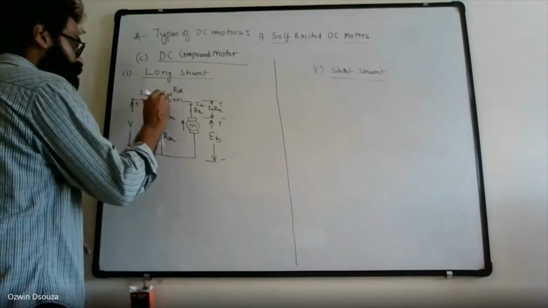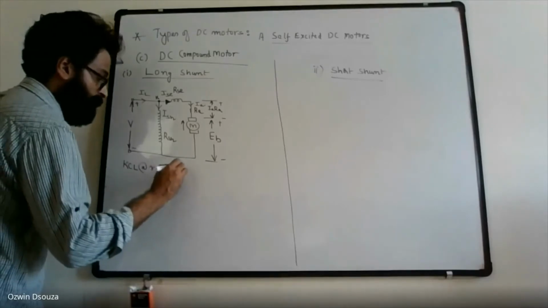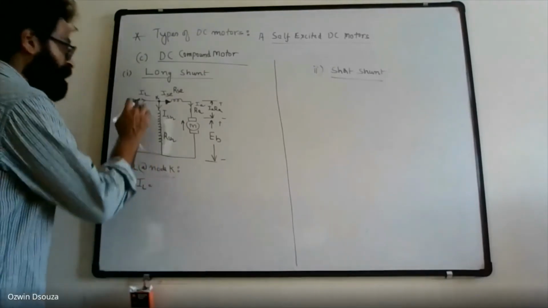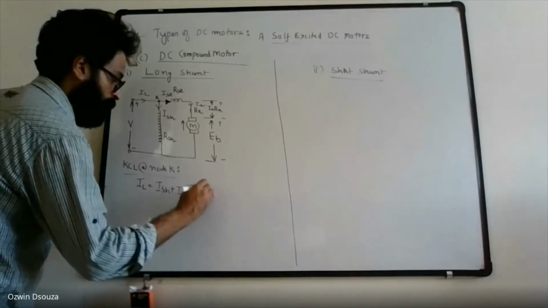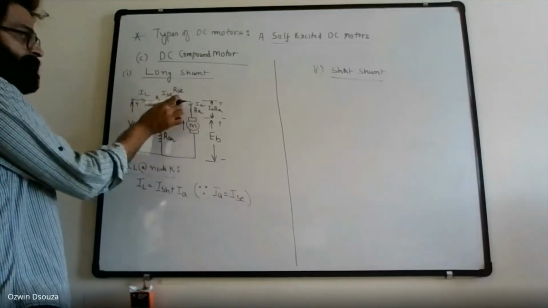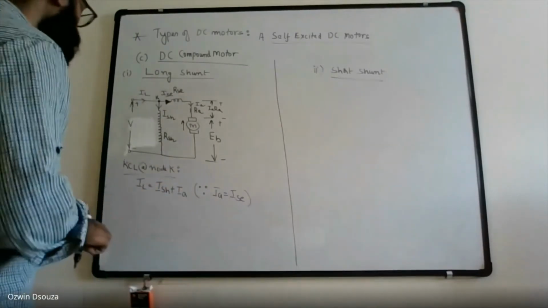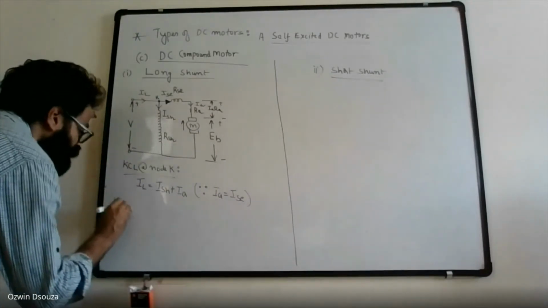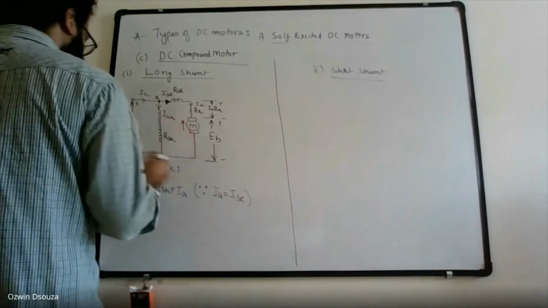So you can apply KCL at node K to give the current relation. So what do you get? IL is equal to ISH plus IA. Also, IA is equal to ISC because your series field winding is connected in series with the armature. So ISC is equal to IA. All right. So that's your KCL. Okay. Next we can write the KVL. So you can treat it as a shunt motor itself. So KCL we have already written.